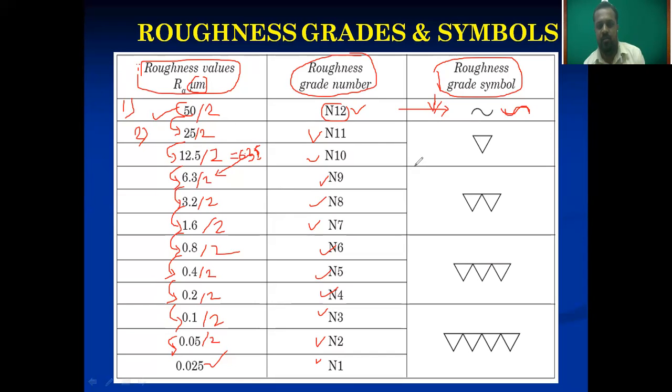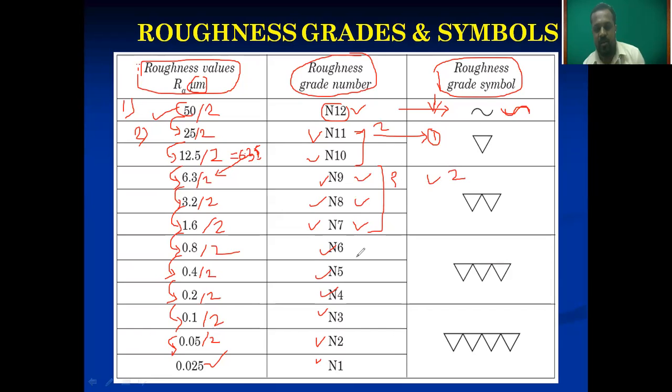Then we have to combine N11 and N10, combine both, and for this we draw only a single triangle. Again we combine 3 grades: N9, N8, and N7. Here we combined 2, here we combined 3. Here we have taken only a single triangle, here we take the double triangle, 2 triangles joined.